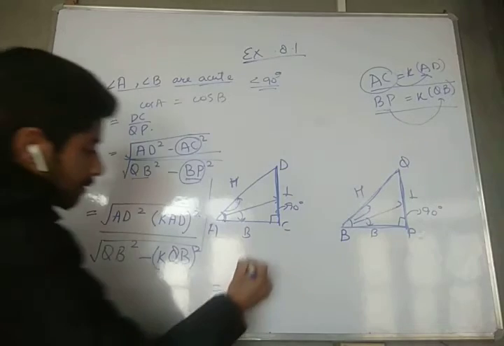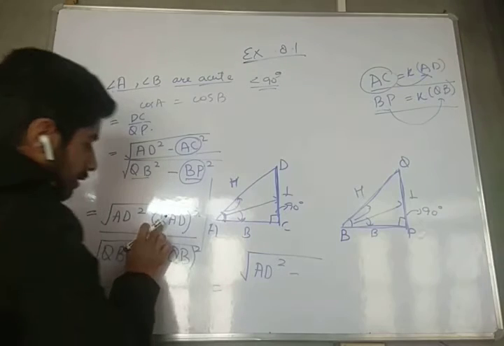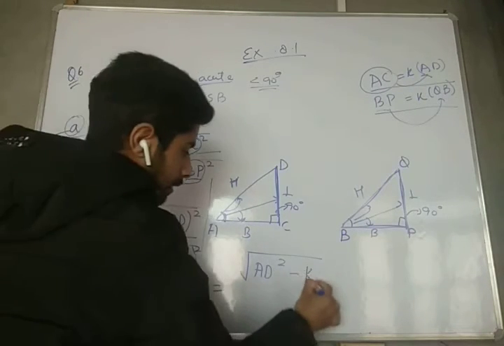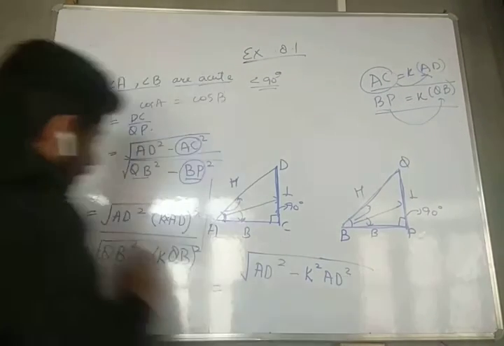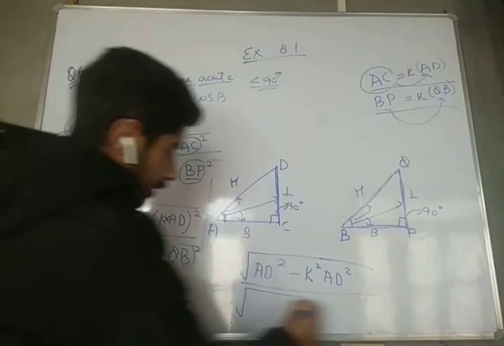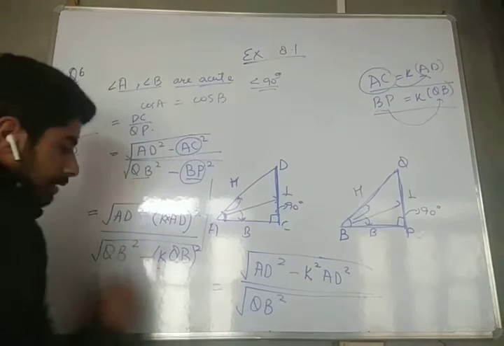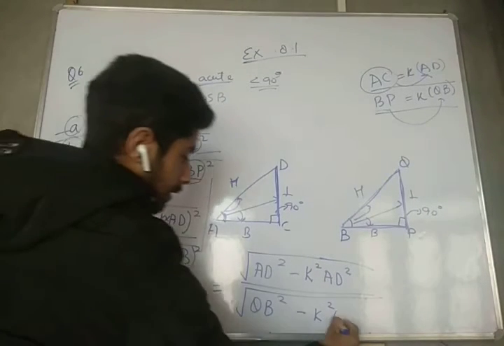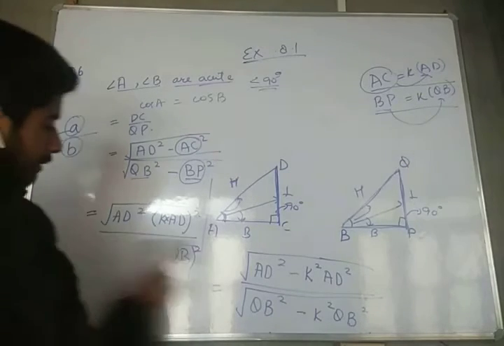See, now this is square root of AD square minus, this is K into AD. So square will distribute to both. It's K square AD square. And from this, it's QB square square root here. It's QB square minus this K square QB square. Let's erase this now.